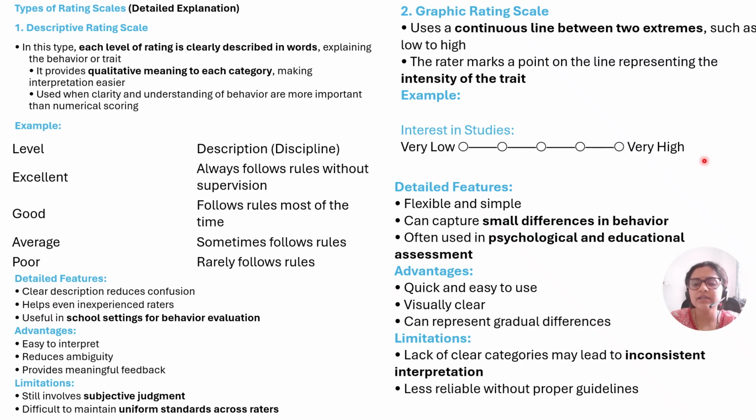This point marks very high intensity. Okay, so this is the graphic rating scale. What are its features? It is flexible and simple, and it can capture even small differences in the behavior. It is used in psychological and educational assessment. What are the advantages? Quick and easy, visually clear, and can represent gradual differences. What are the limitations? There is a lack of clear categories. Okay, and it is less reliable without proper guidance.